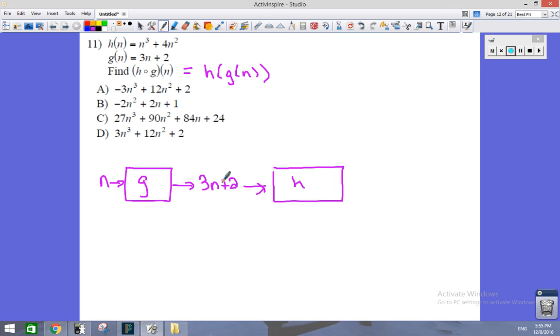Now H is not as easy and convenient as G was, because H creates an addition problem, but what H does is it takes your input, no matter what it is, in this case it's this 3n plus 2, and it cubes it. And then it adds 4 times in that input squared. So we need to figure out, once again, 3n plus 2 cubed and 3n plus 2 squared. Then we'll combine like terms and we'll have our answer. Alright, so we've got some scratch work to do.